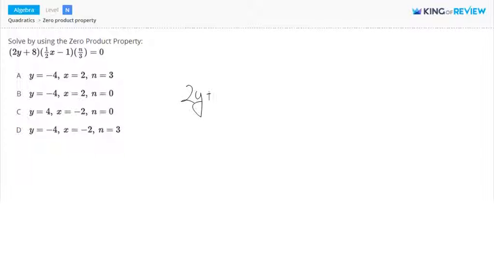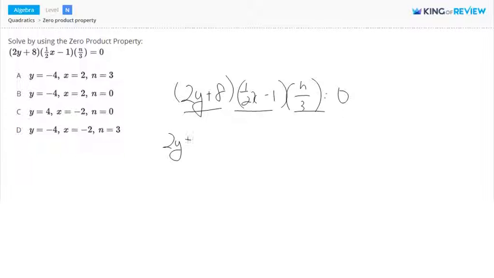So it says 2y plus 8, one half x minus 1, and n over 3 is equal to 0. So we're going to see when this and that equals 0. So let's write down the equation: 2y plus 8 equals 0, one half of x minus 1 equals 0, and n over 3 equals 0. Well, let's start with this.